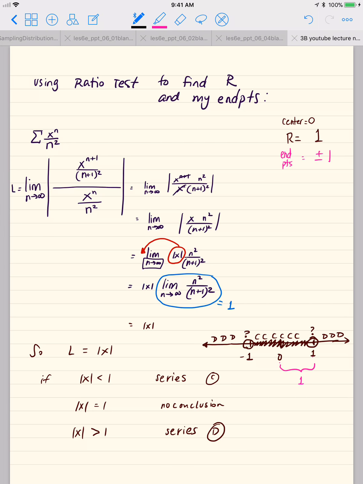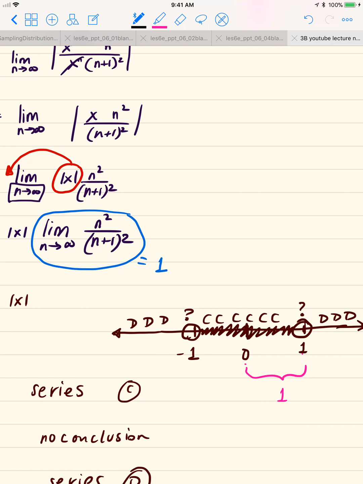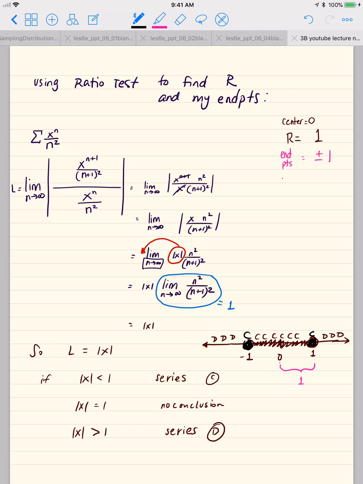So what is our interval of convergence? Well, it turns out that our series converges at the endpoints, so we can go back and update to say that this endpoint is included, converge, converge. So our interval of convergence is going to be -1 to 1 inclusive.